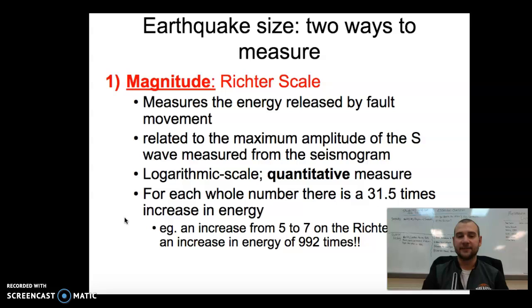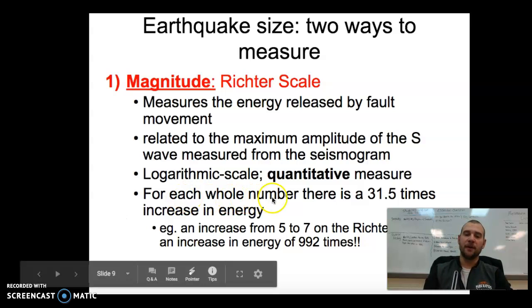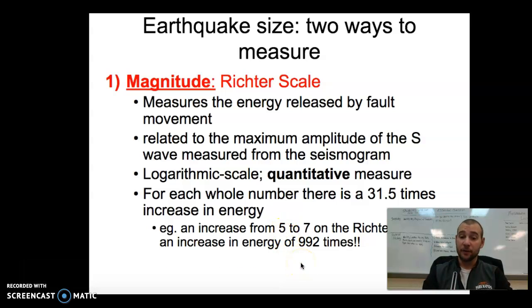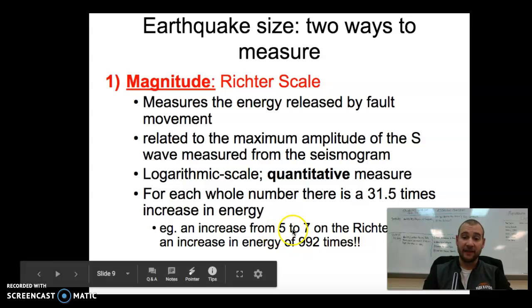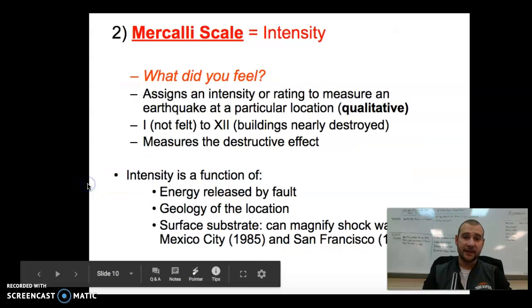But in actuality, for every number you jump up, there's a huge gap. A 31.5 times increase in energy. So if we jump from 5 to 7, that earthquake at the 7 is literally 992 times stronger than the earthquake that we had at the 5. So jumping up big numbers is going to give us big results, so there's going to be a big gap in between there. So keep an eye on that when we look at some of these examples here.